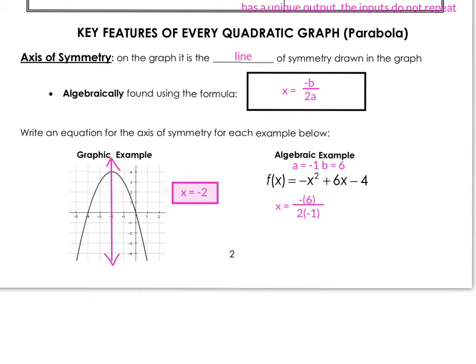Either way is fine. If you simplify it, you should get a negative 6 in the numerator, a negative 2 in the denominator, and then you can divide them at that point. If you just put them in the calculator, you should get x equals 3 right away. But either way, that is the axis of symmetry for an algebraic example.